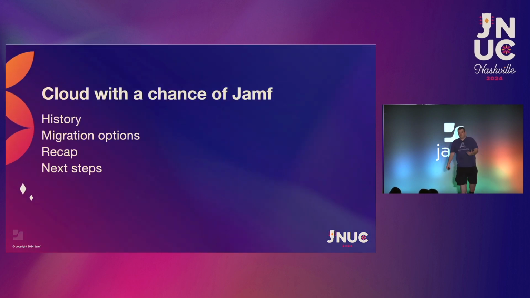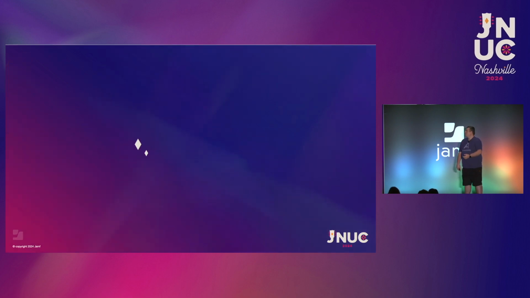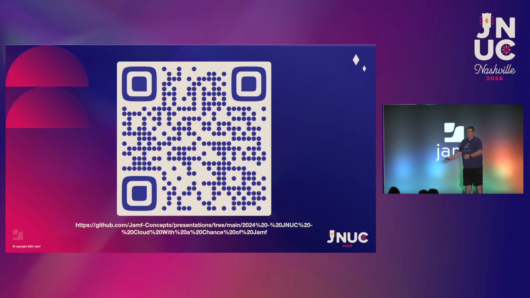So what we're going to go through today, the sections are: history, my history of hosting Jamf itself, migration options that are open to you, a recap, and we're going to look at some next steps as well. We've got a QR code I'm going to show at the end that links to a GitHub repo that has all the links within this talk as well. So you can just grab that and you should be good to go.